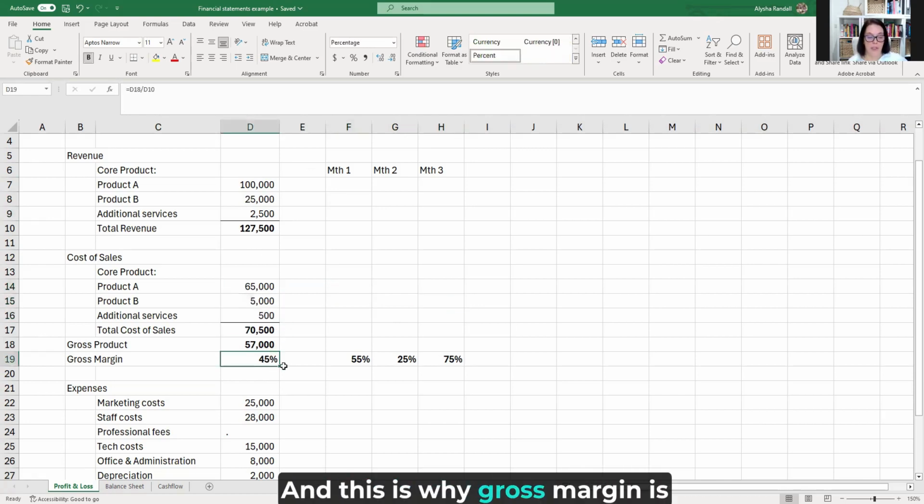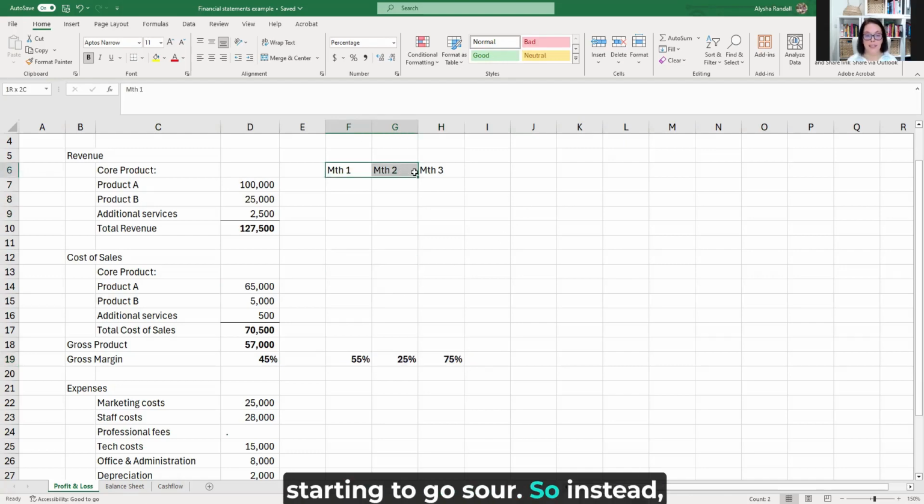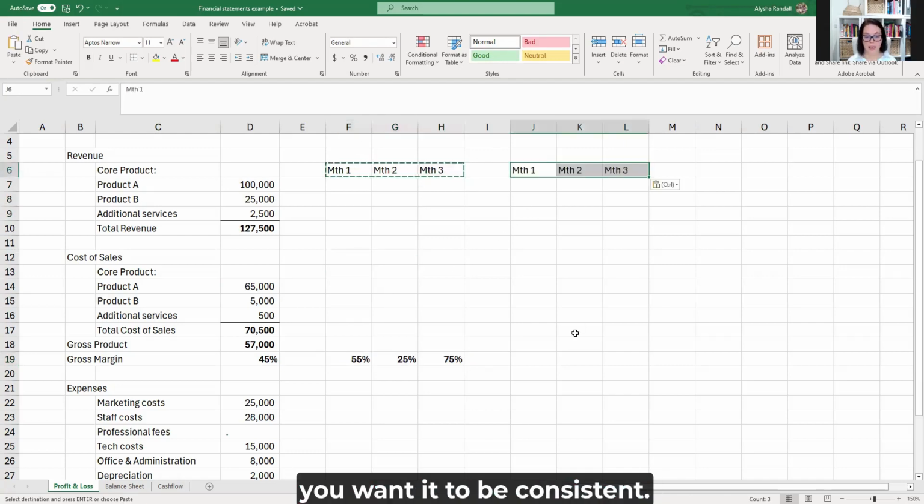And this is why gross margin is interesting on 2 levels. Firstly is understanding the profitability of the company and making sure, from an accounting perspective and an investor perspective, that this is consistent. I have done due diligence for VCs before, and we've seen gross margins like this. The investor didn't trust the numbers and the deal was starting to go sour. So instead, you want it to be consistent.